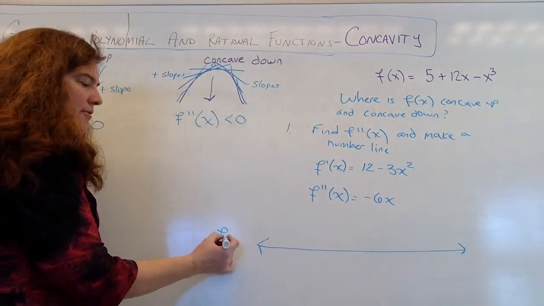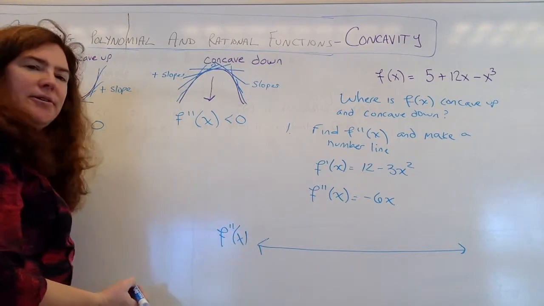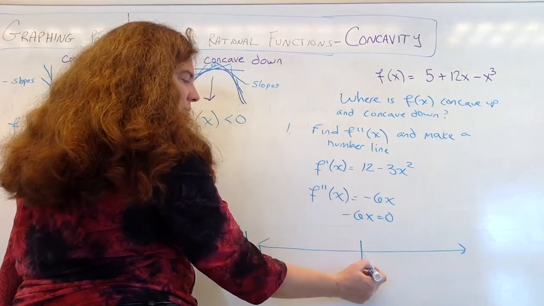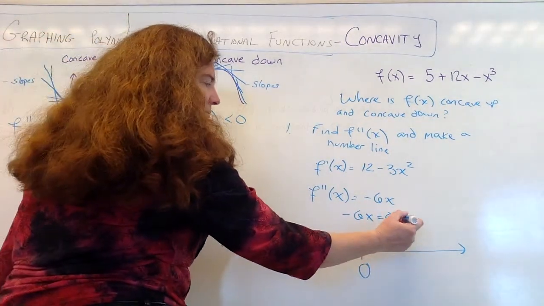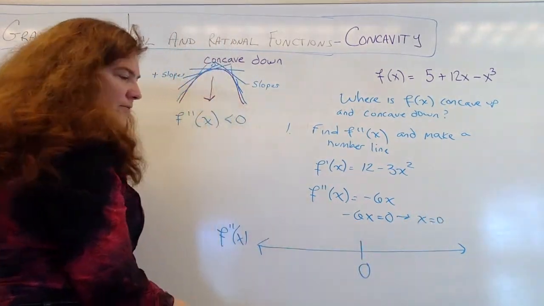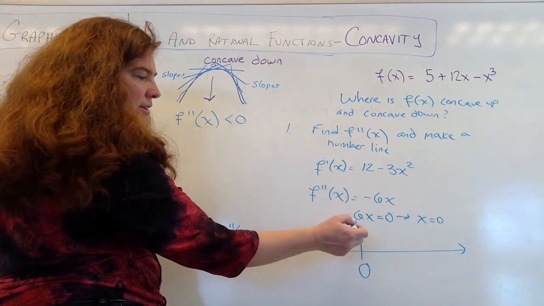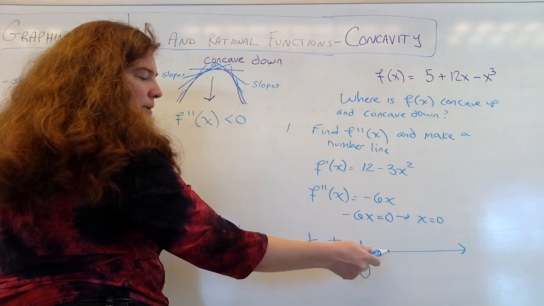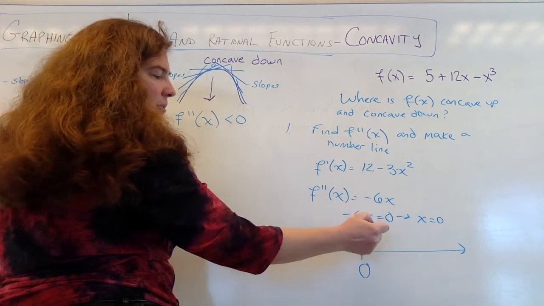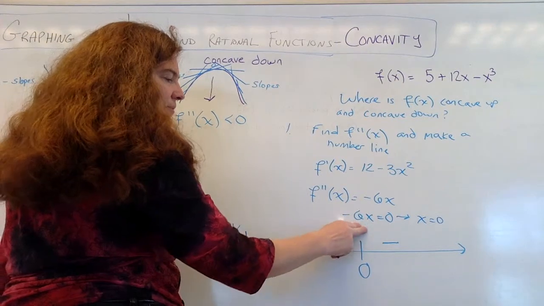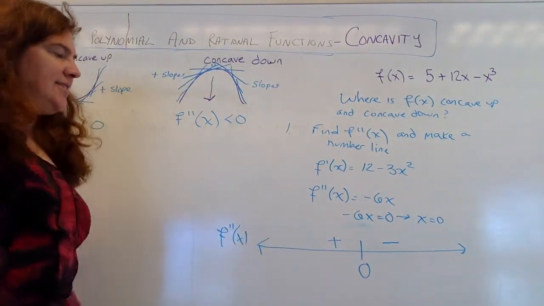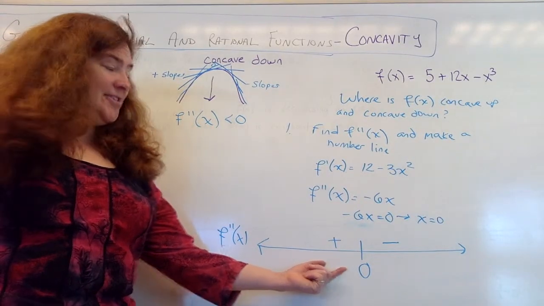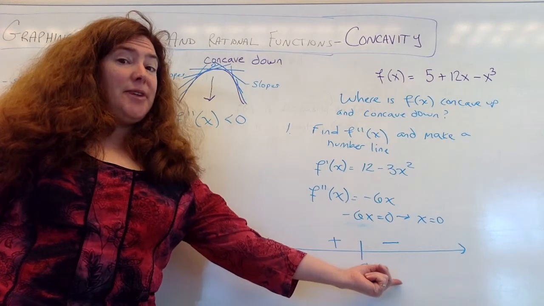Now I'm going to make a number line. Remember, this is a number line now for my second derivative. So negative 6x equals 0 when x equals 0. So if I choose a number less than 0, negative 1, I have a negative times a negative, so that's positive. If I choose a number bigger than 0, like 1, I have a negative times a positive, so this is negative. So what does that tell me? That tells me that my second derivative is positive when my x values are less than 0, negative when my x values are greater than 0.